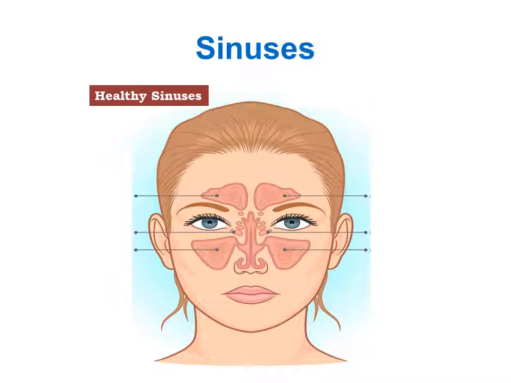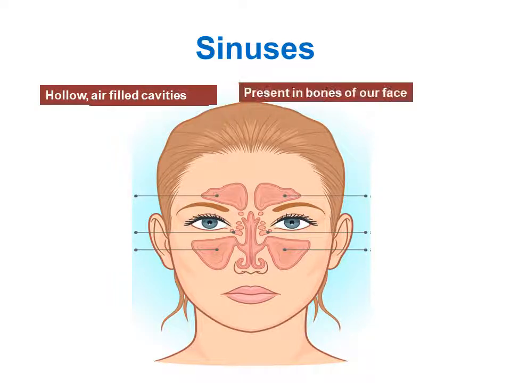What are sinuses? Sinuses are hollow, air-filled cavities. Sinuses are present in the bones of our face. We human beings have 4 pairs of sinuses.